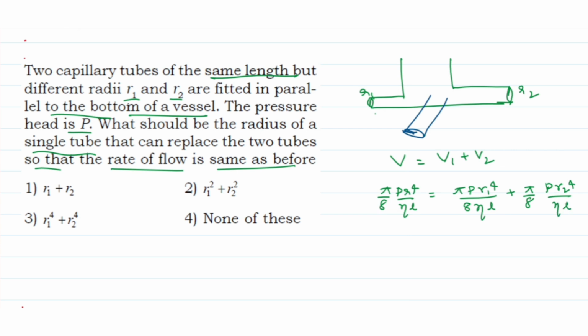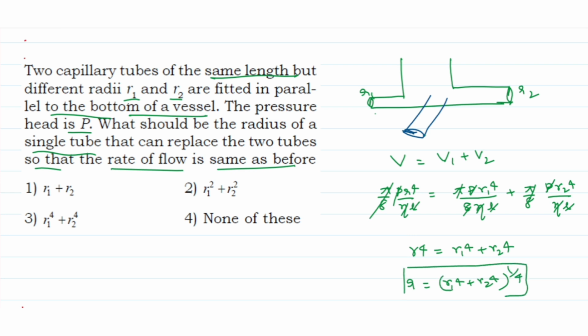On both sides, P, 8, eta and L cancel. Then what will be left over? R to the power 4 equals R1 to the power 4 plus R2 to the power 4. So the radius they are asking is R equals R1 to the power 4 plus R2 to the power 4, whole to the power 1 by 4. This will be the correct answer. In the options this answer is not given, so none of these is correct.